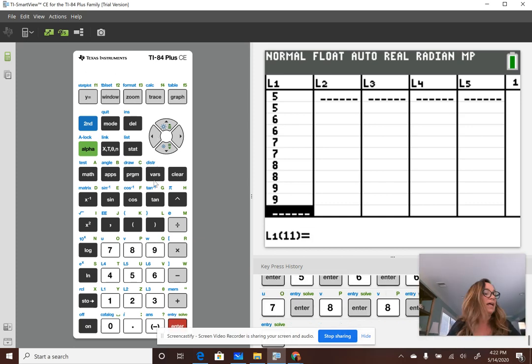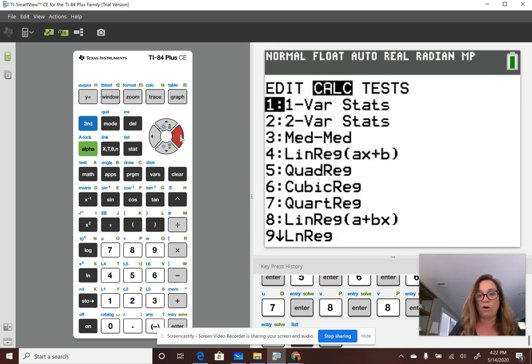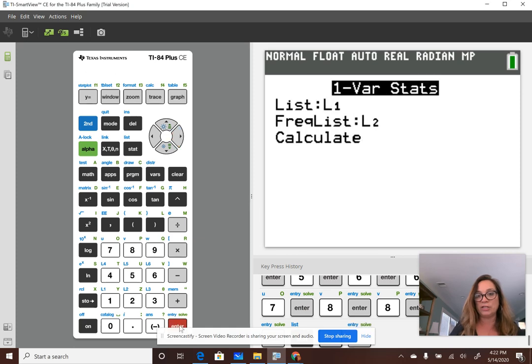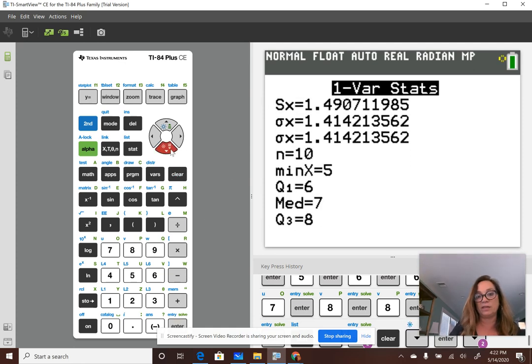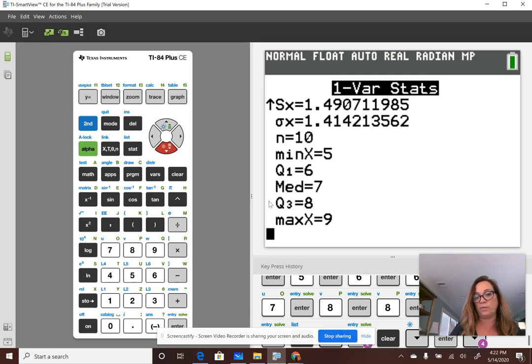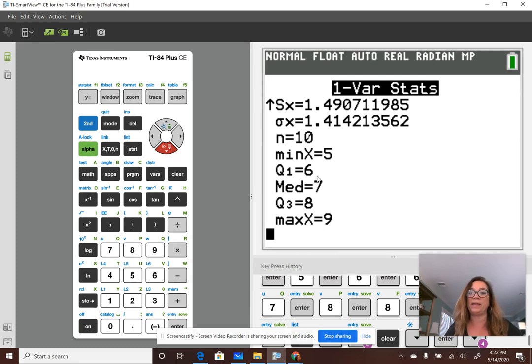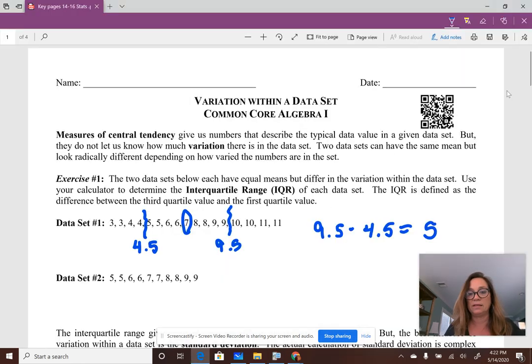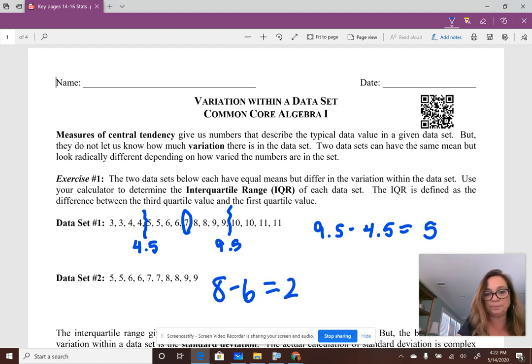Data is usually not that boring. It's actually usually exciting. Okay, so then you would do stat over to calc and 1-Var Stats, one variable stats. You hit enter. There is no frequency list this time, so I have to clear that out, and then you hit calculate. It doesn't give you the IQR, but it gives you all you need for it. If you scroll down a little bit, you get the 5-number summary, and you do Q3 minus Q1, so 8 minus 6, which equals 2.